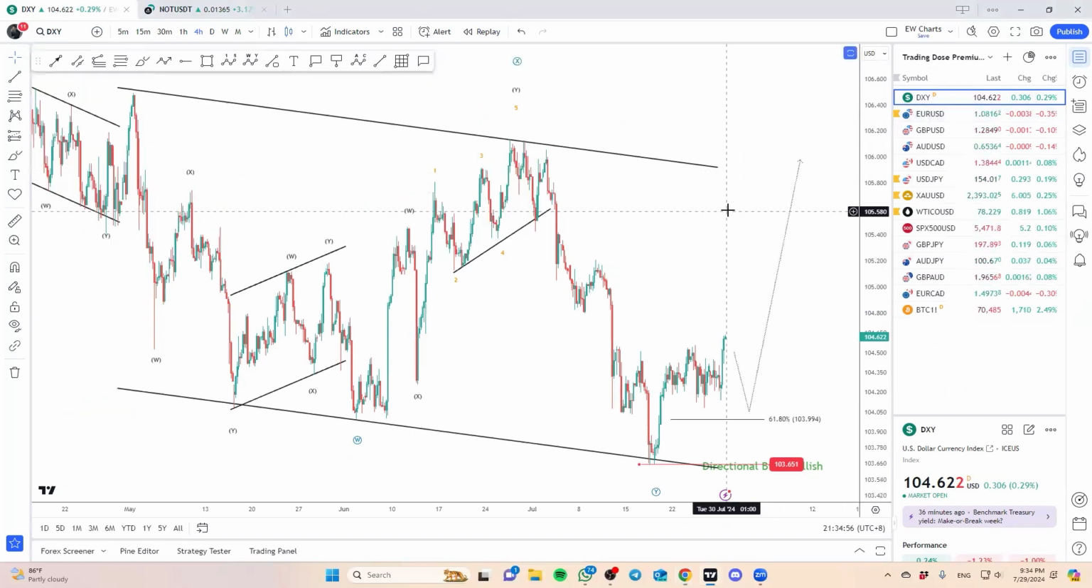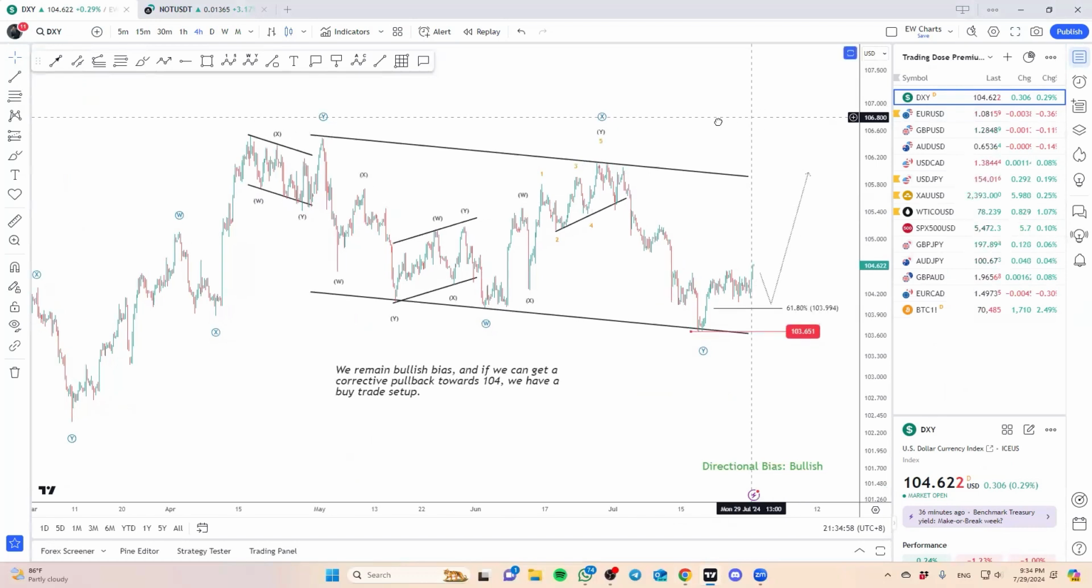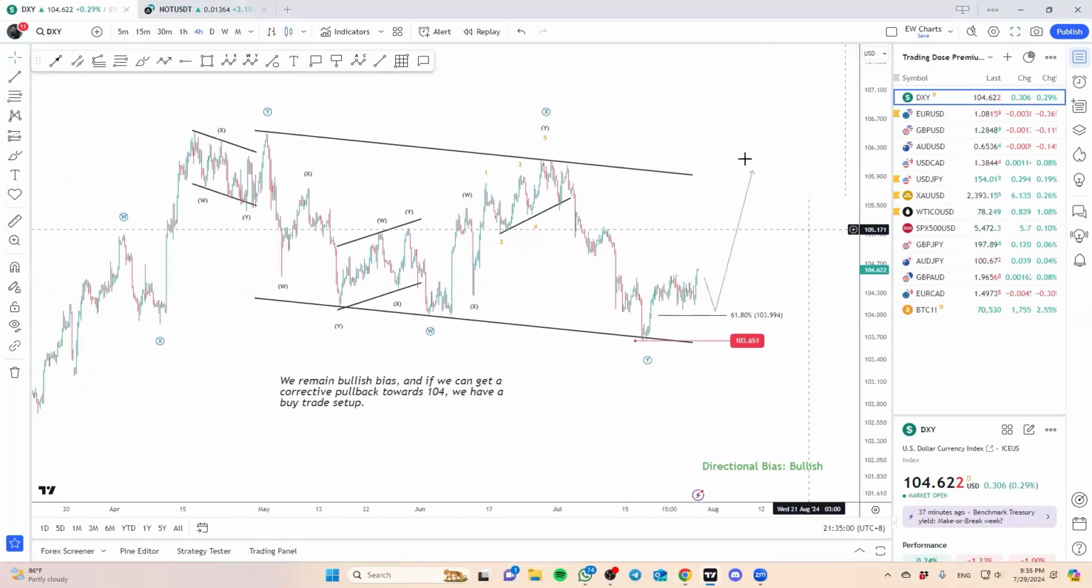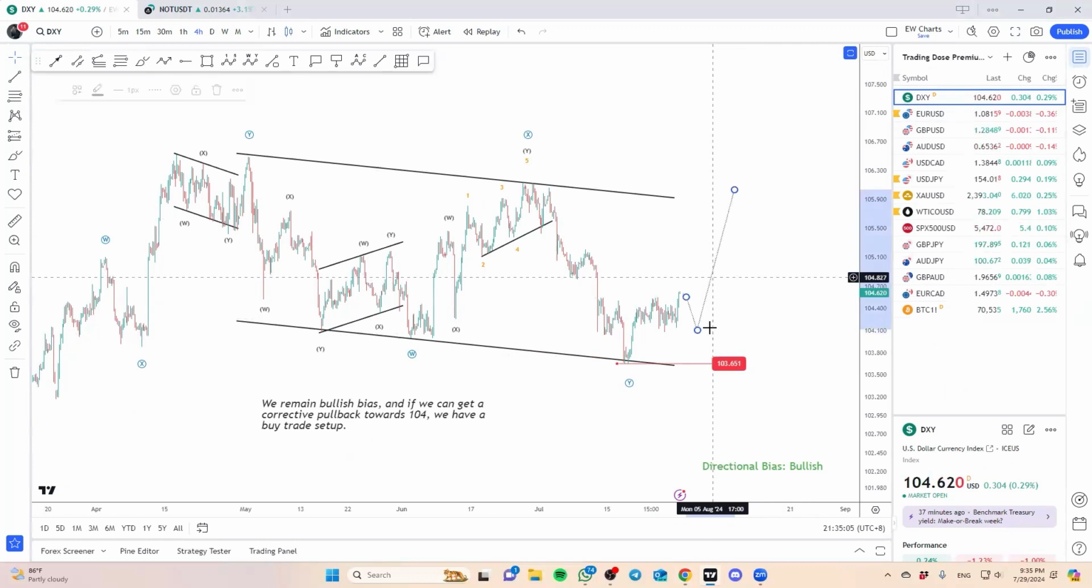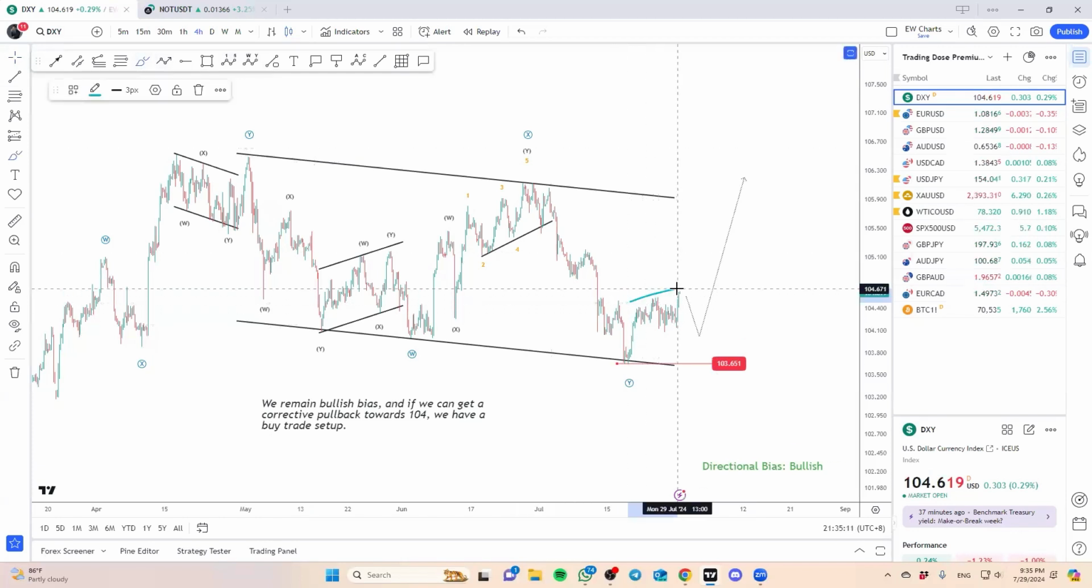So I'll start off with the dollar index. My overall perspective and direction of bias here remains bullish. Of course, I would love to see a little bit more of a pullback first before another push up. Potentially that can also develop into an expanding flat, so we get a decent bounce. The market has been consolidating for the entire last week, but we're definitely bullish. Any sort of corrective pullback here will give us a buy opportunity.